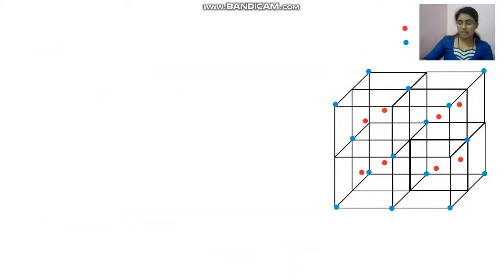The previous example that you saw was an AX type crystal, sodium chloride, or AgCl, calcium chloride. Such examples fall in the category of AX type. Now we're going to look at the next type, the AX2 type. An example taken here is calcium fluoride, also called the fluorite structure. Similarly, we have the antifluorite structure also, which is sodium oxide, Na2O.